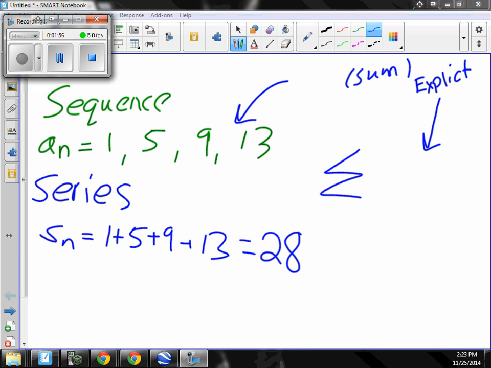Well, it's arithmetic. What's my common difference? 4. So I'm going to write 1 plus 4 times n minus 1. So this is a sub 1 plus 4 times n minus 1. So that tells me what I'm going to be adding up. And then underneath the sigma, it tells you which term to start with. N equals, starting with 1, and I'm going to continue on until 4.